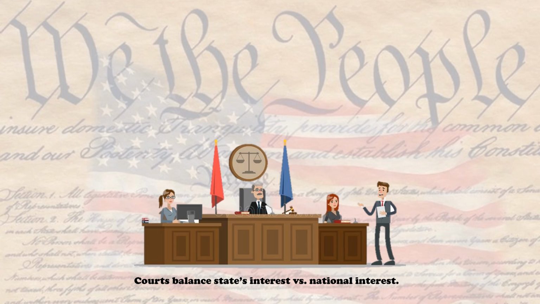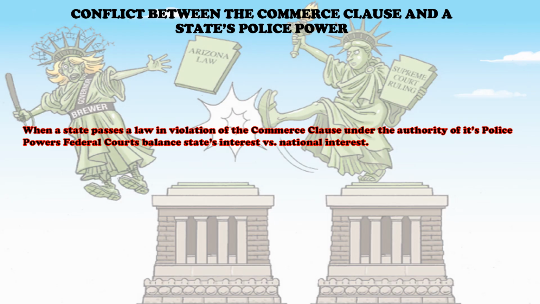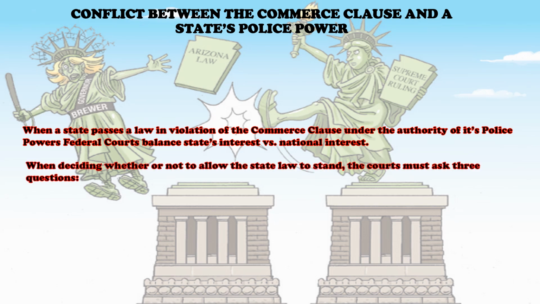The question is, who's right and who's wrong? Is New York right as per the Commerce Clause, or is New Jersey right as per the state's police powers? Now, when a state passes a law in violation of the Commerce Clause, under the authority of its police power, federal courts have to balance the interests of the state versus national interests. Which law will control? In order to do this, the court will always ask three questions.